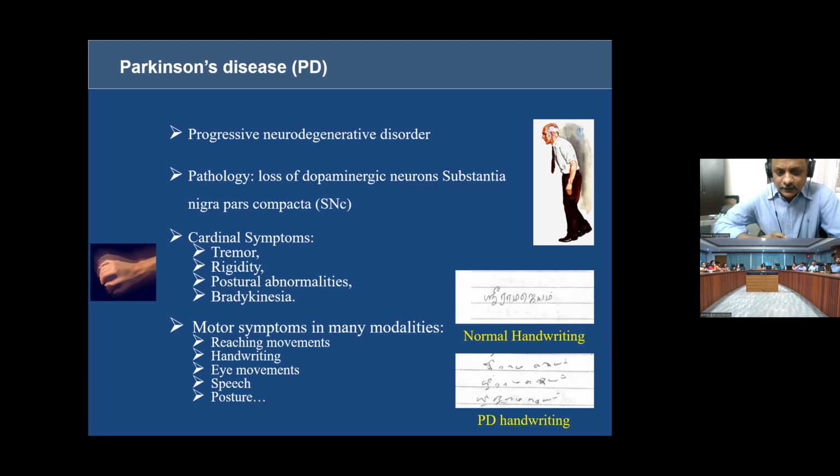They can have nystagmus and speech problems, some kind of dysarthria, then posture, then gait. So many of the motor modalities themselves can be affected. On the right, you see handwriting samples from PD patients. Above is a Tamil word, Sri Ramajayam, written by an elderly, healthy control, a healthy gentleman. Below it is written by age-matched PD patients. You see that the letters are quite small. It is called micrographia.